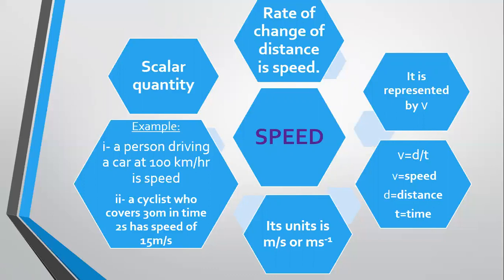For example, a person driving a car at 100 km per hour is speed. So 100 is a number, and kilometer per hour is a unit, which adds up to magnitude. A cyclist who covers 30 meters, which is a distance, in a time of 2 seconds, has a speed of, you can use the formula v is equal to d by t, so 30 by 2 is equal to 15 meter per second. That is the speed of the cyclist.